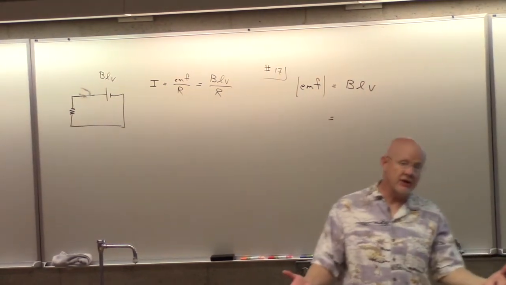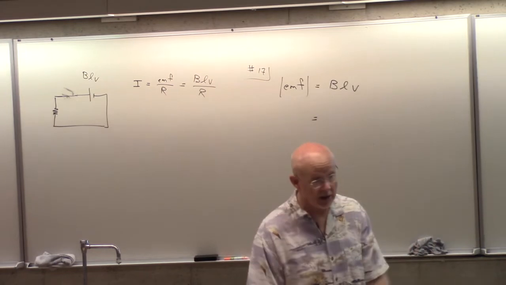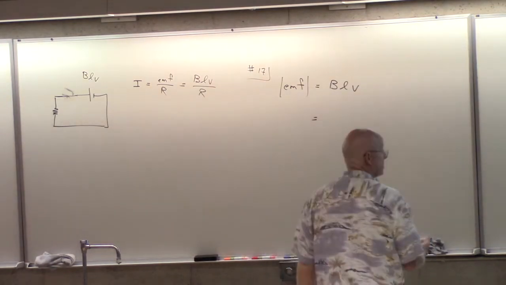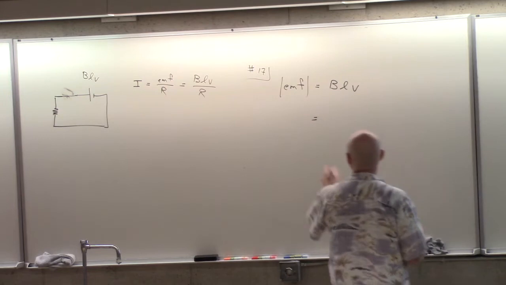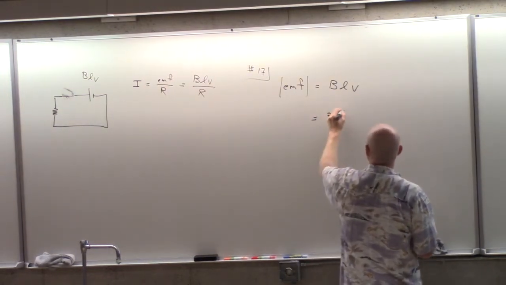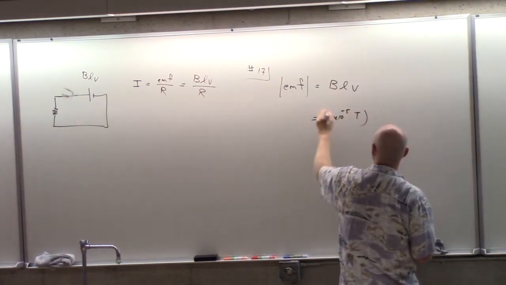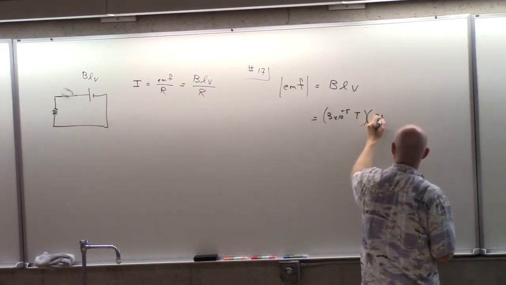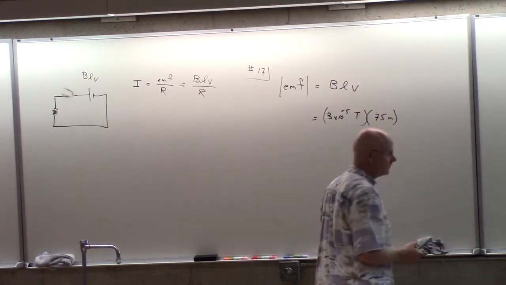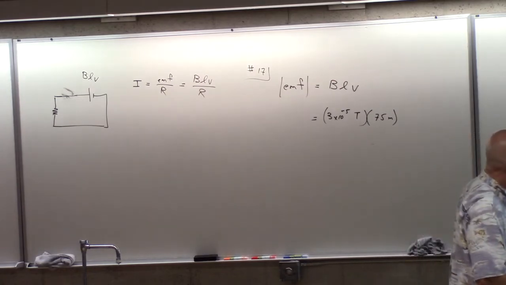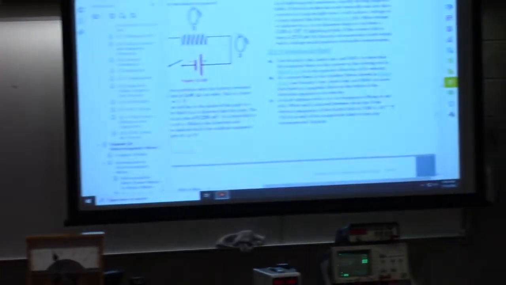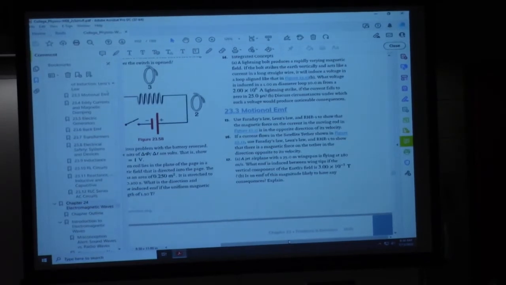And all three of those are given, so it's just kind of a plug and chug like we've done on these other ones. So let's see, the field is 3 times 10 to the minus 5 Tesla. The length of the wing is 75 meters. Okay, I guess this is a big passenger plane. 75 meters is huge.